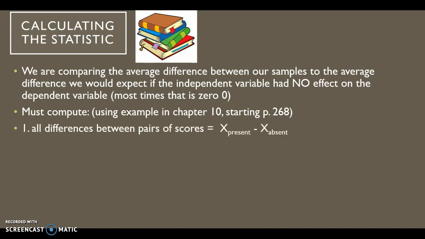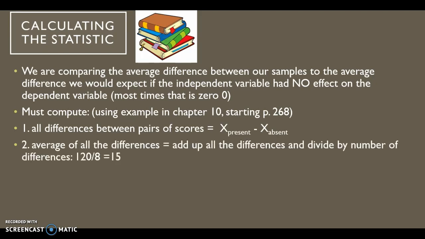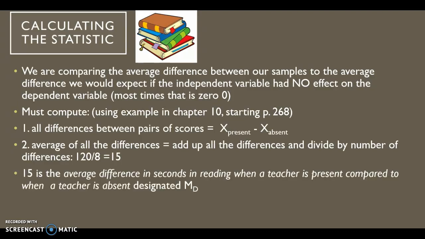So we have to compute all of our differences between our pairs of scores, and remember the example that I'm using is the teacher being present versus the teacher being absent, and that's why I like those subscripts, because they tell you exactly what it is you're computing. And then we're going to make an average of all those differences by adding up all the differences we've just computed and dividing by the number of differences we have. So the differences added up to 120. We had 8 differences. Our average difference is 15 seconds. Okay, so that was the average difference in length of time reading from when the teacher was present to when the teacher was absent.